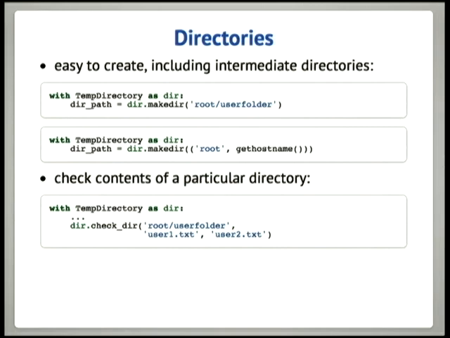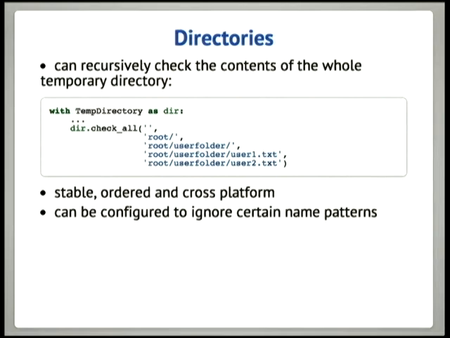Also nice is the ability to make assertions about the contents of a particular directory. So checkdir just does a one-level check. So if there was a subdirectory in there, you could still assert that it existed, but you wouldn't make any assertions about its contents. If you do want to compare the whole way down, this example here is for comparing the entire contents of the temp directory. That first parameter to check all is actually the place to start checking from. So if you only want to check a subdirectory, say if we only wanted to check the user folder, we would pass in root/user folder as the first argument.